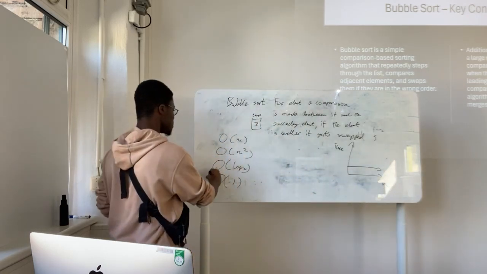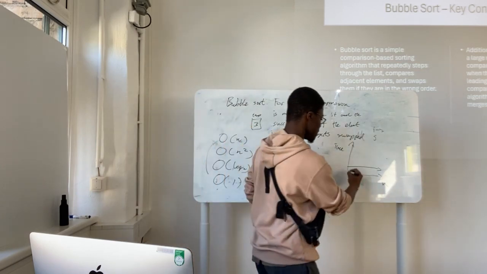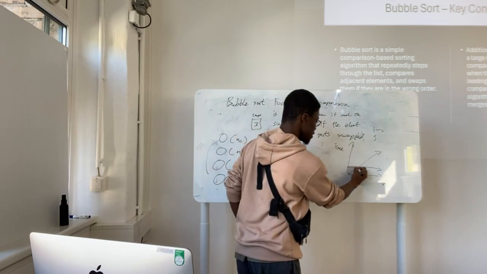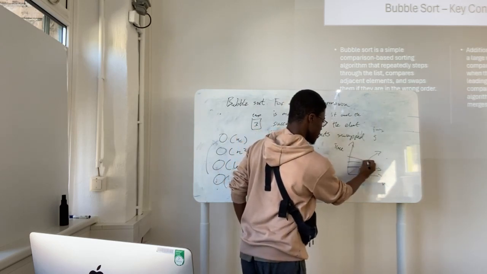And then let's go up to linear time. So linear time states that with each element in the data, the time is going to increase an equal amount.